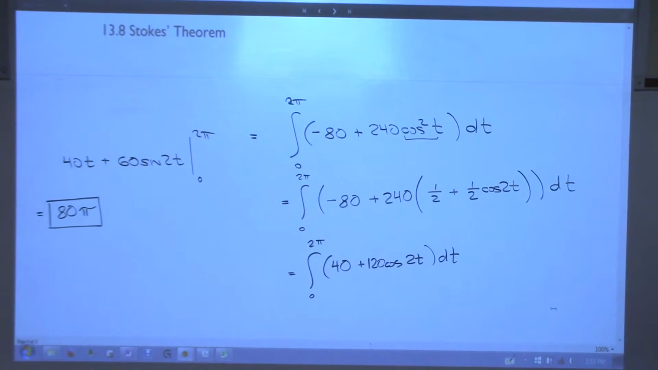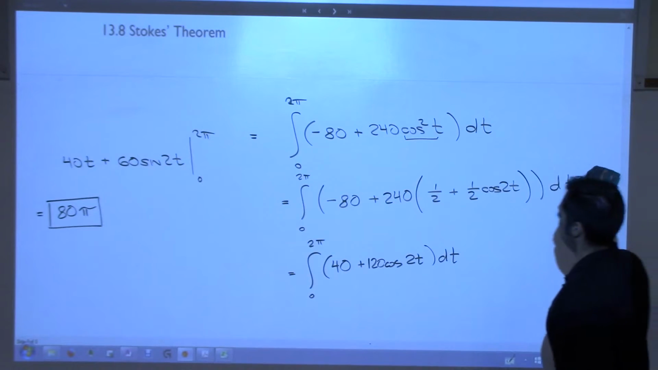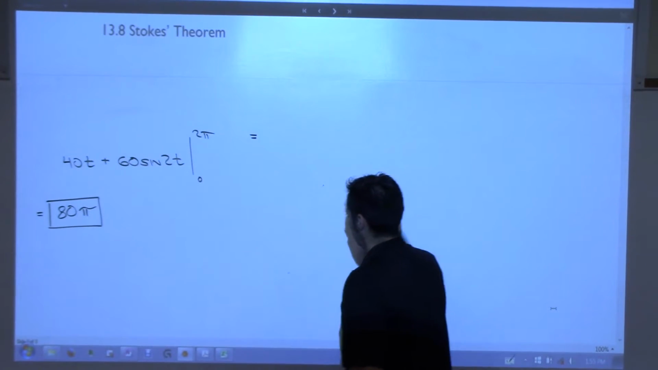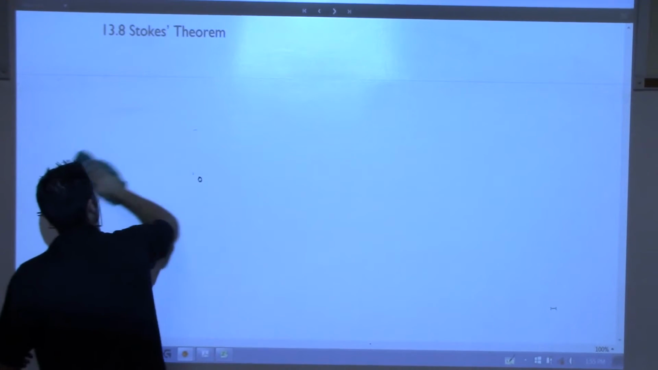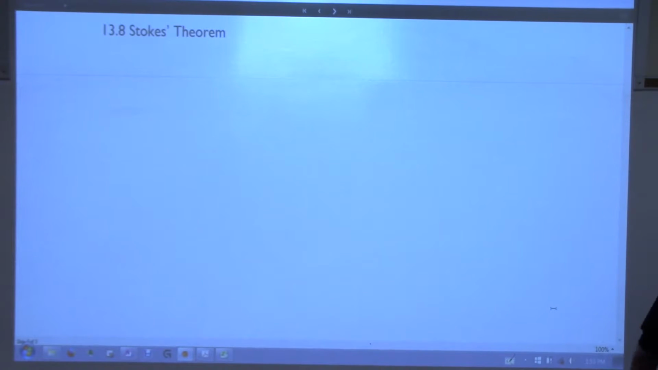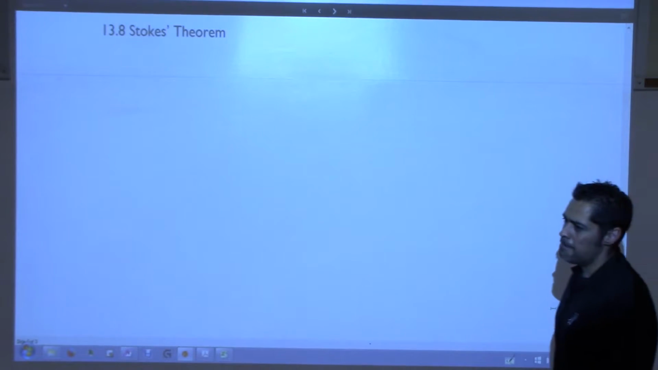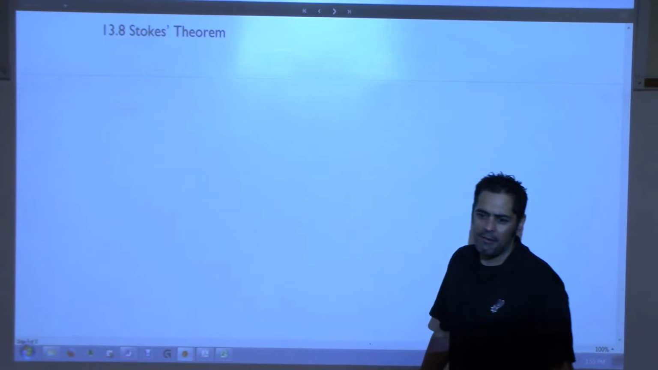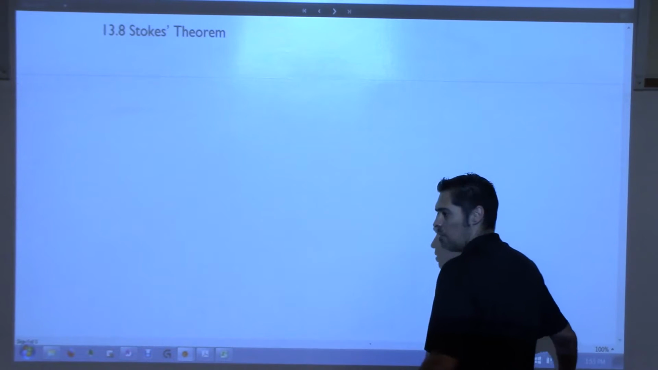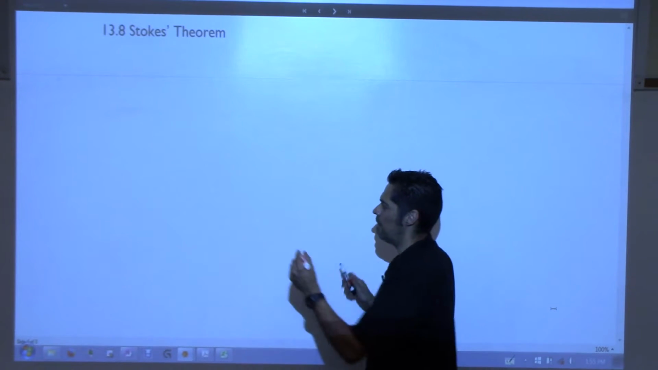So let's talk about Stokes' theorem. Stokes' theorem says the following. It's quite amazing, actually, what it says. I'm going to write it down for you first, and then I'll put it up here with the notes. It says that, let's say that you have a closed curve in three-dimensional space. All right, so you have this closed curve in three-dimensional space.